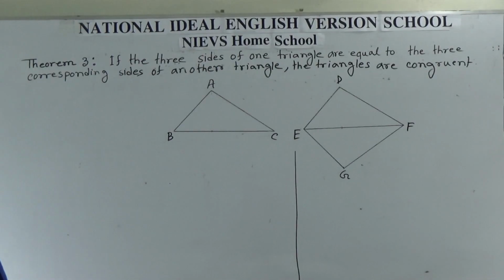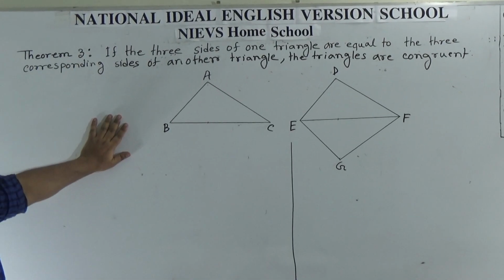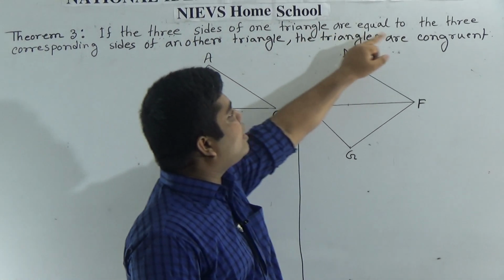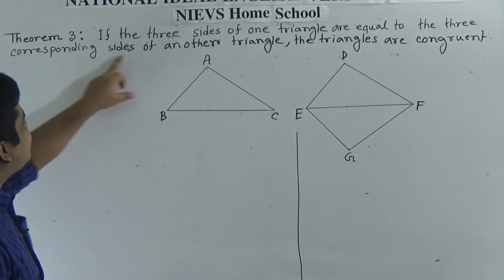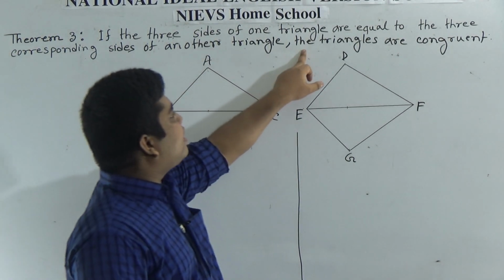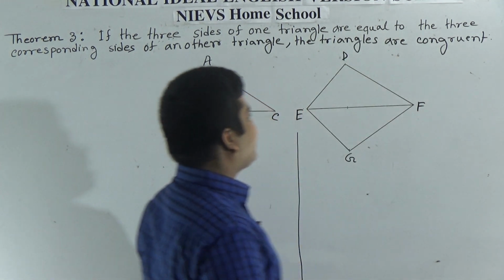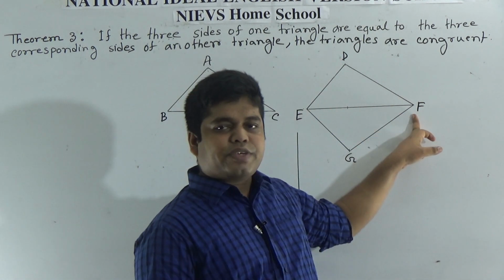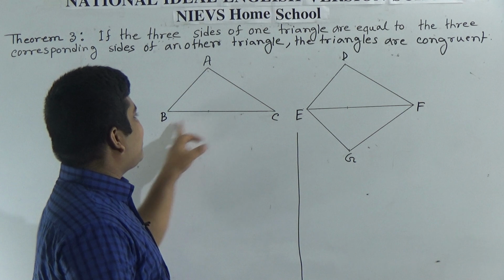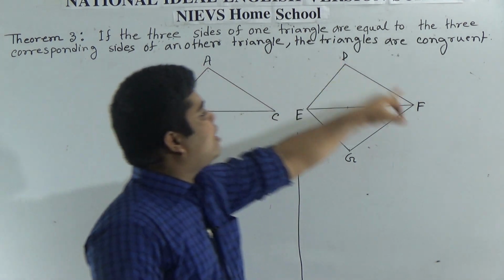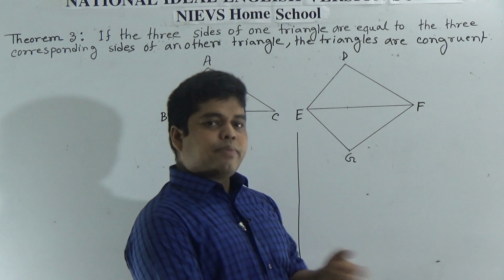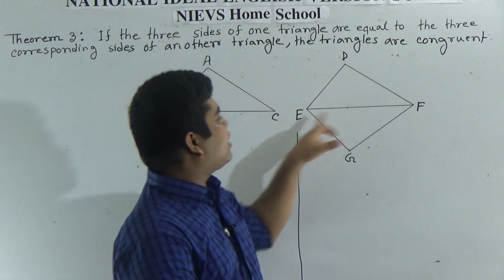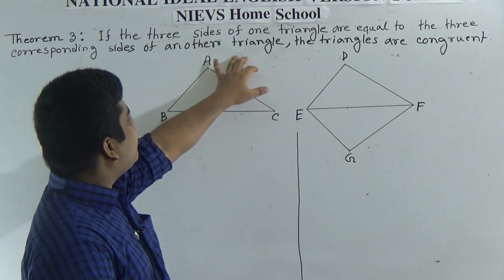My dear students, today's theorem is theorem number 3. At first we read the question. If the three sides of one triangle are equal to the three corresponding sides of another triangle, then the triangles are congruent. Notice here ABC is a triangle and DEF is a triangle. Its three sides, that means AB equal to DE, AC equal to DF and BC equal to EF. If this happens, then we can say triangle ABC is congruent to triangle DEF.